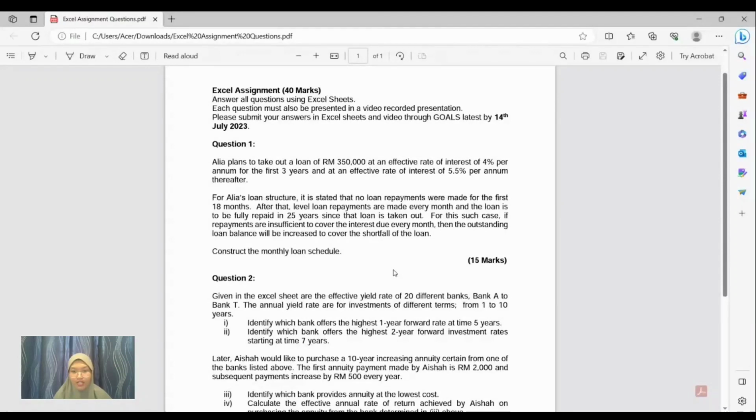For Alia's loan structure, it is stated that no loan repayments were made for the first 18 months. After that, level loan repayments are made every month and the loan is to be fully repaid in 25 years since the loan is taken out. If repayments are insufficient to cover the interest due every month, then the outstanding loan balance will be increased to cover the shortfall of the loan. Construct the monthly loan schedule.